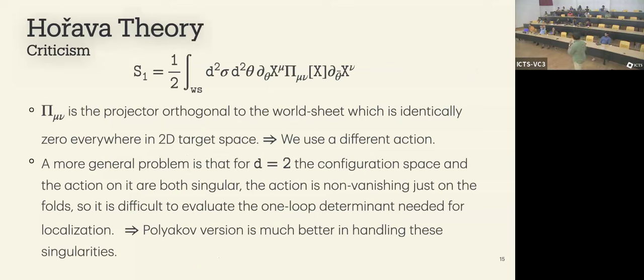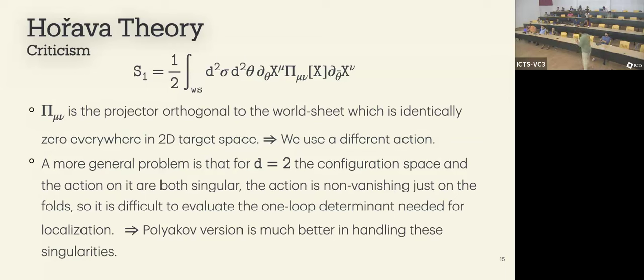Now, Hořava claimed that this pi mu nu, what he chose, is the projector orthogonal to the worldsheet. He was also talking about some higher dimensional models, the same thing in higher dimension. There you can talk about the projector orthogonal to the worldsheet, but it is actually identically zero in 2D space. Since your target space is 2D, you don't have any contribution from the projector orthogonal to the worldsheet, and that's why this pi mu nu is identically zero. And we have used a different action, which will give you a finite answer.